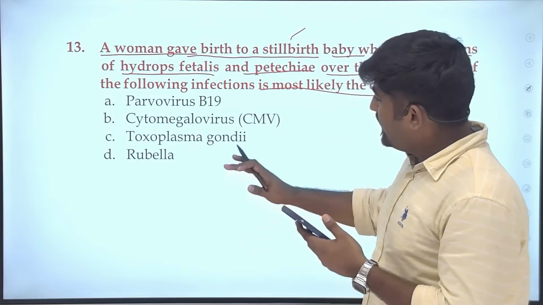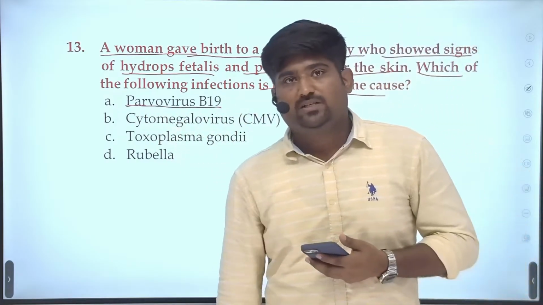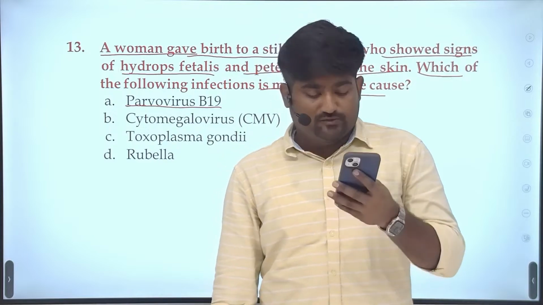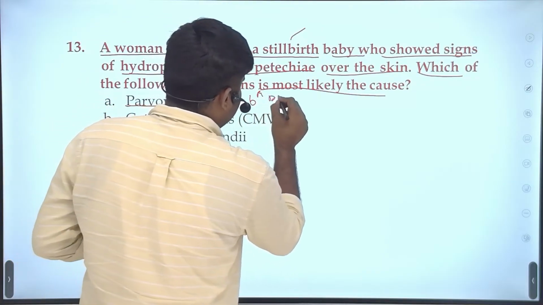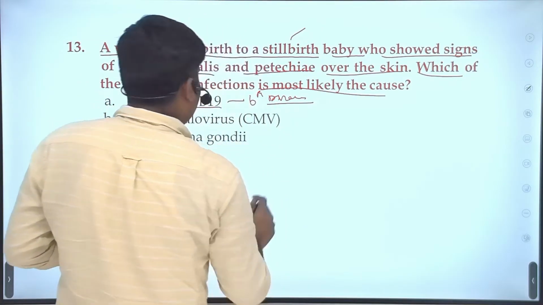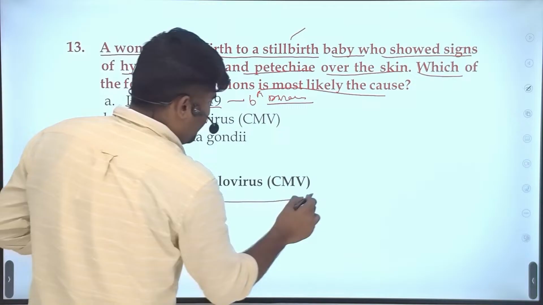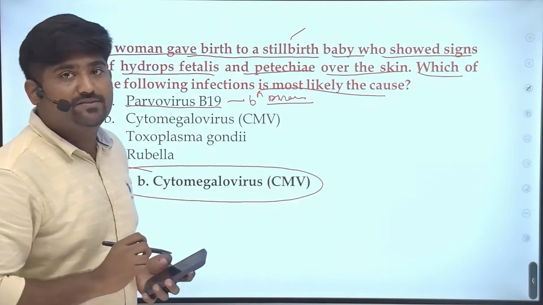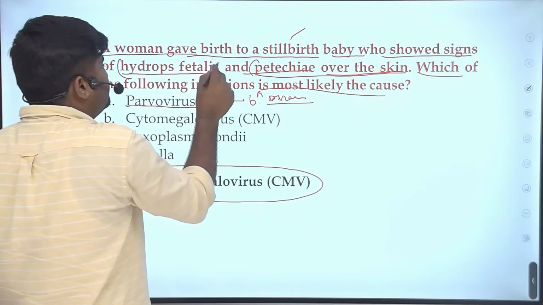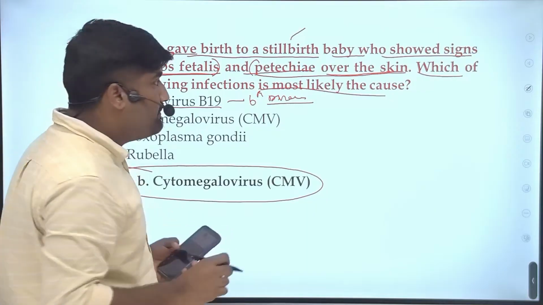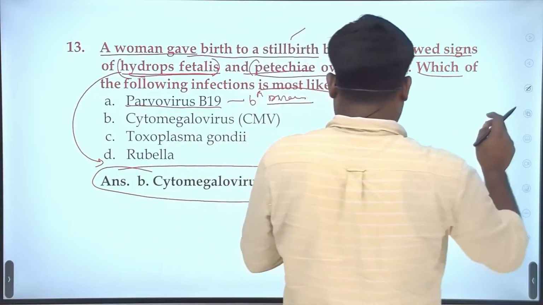So here comes your confusion questions. What is parvovirus B19? It is also called the fifth disease. So always remember, after stillbirth there is a possibility of cytomegalovirus. They have given petechiae over the skin and hydrops fetalis, that is the keyword, which is the hallmark sign for cytomegalovirus infection.